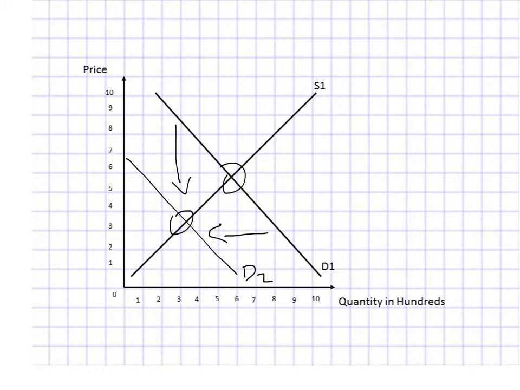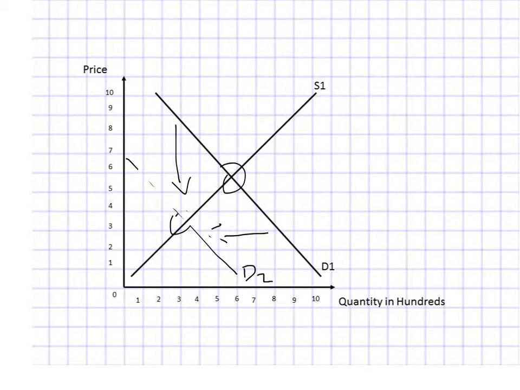Now, remember when we're talking about shifts, the shifts occur for reasons other than a change in price. The result, of course, in this is a change in price, but why demand shifted had nothing to do with price. For example, it could be an income-related factor. Say that maybe consumers saw a fall in their incomes, and so when the consumers saw this fall in incomes, demand shifted on them. And this is one of those things that we see.